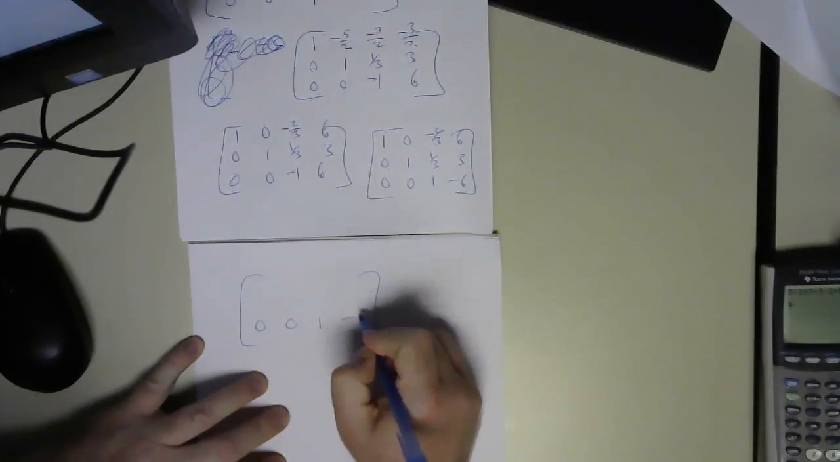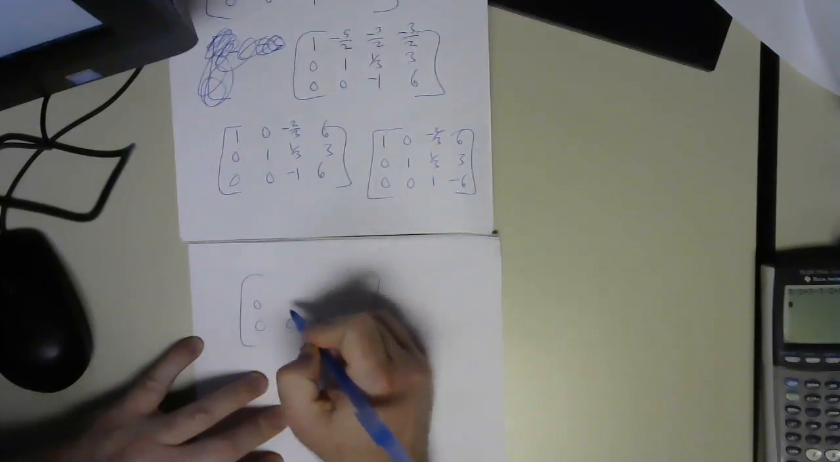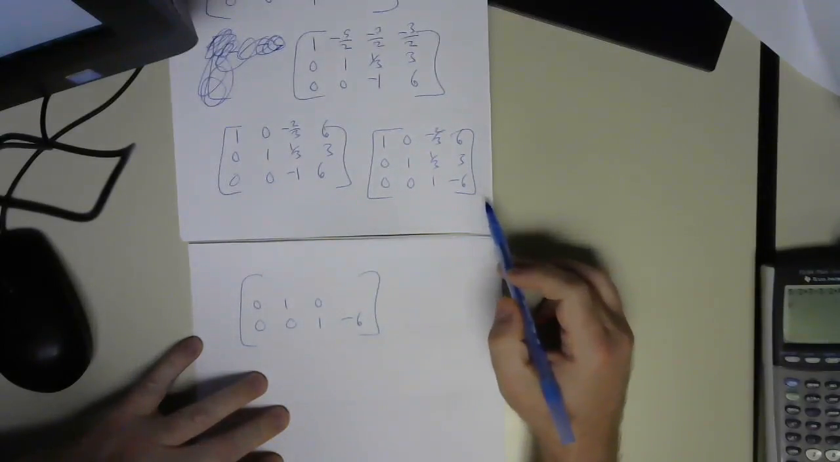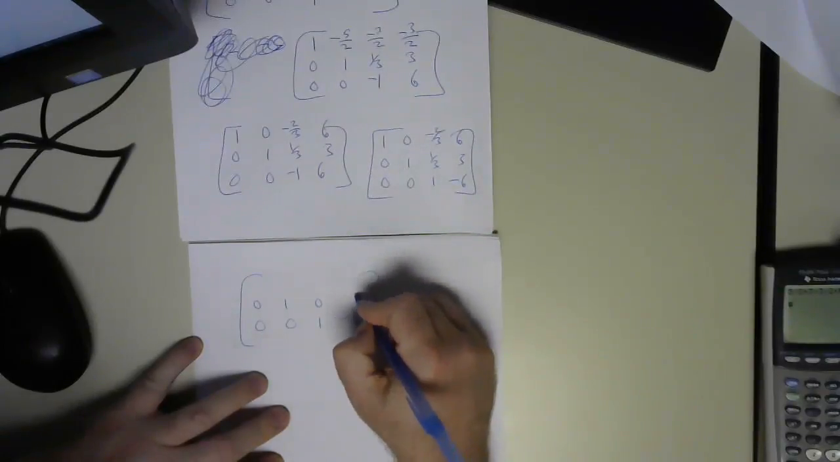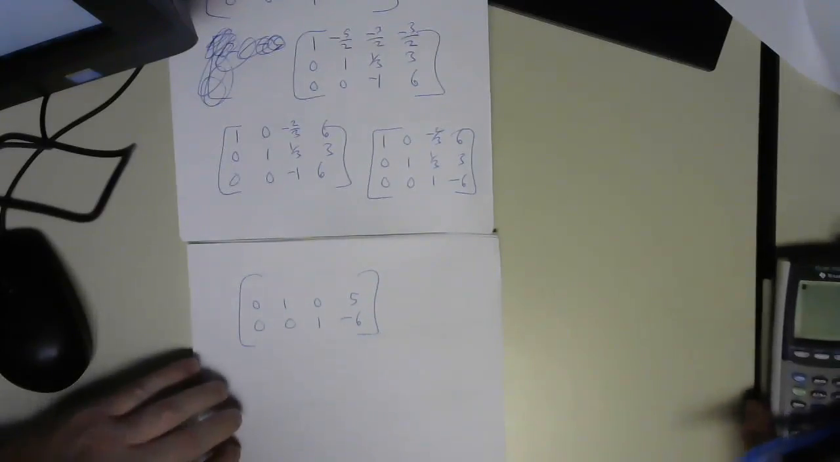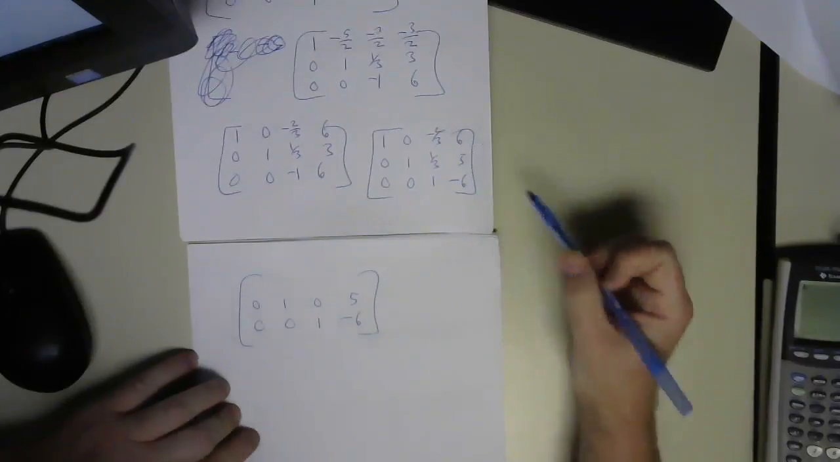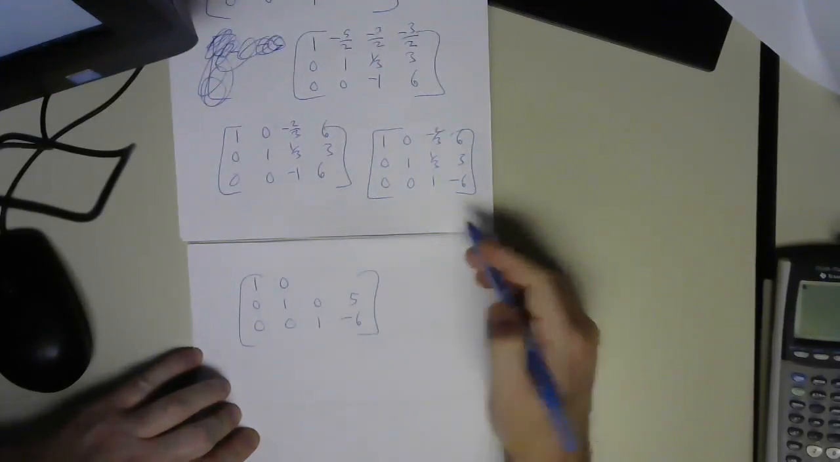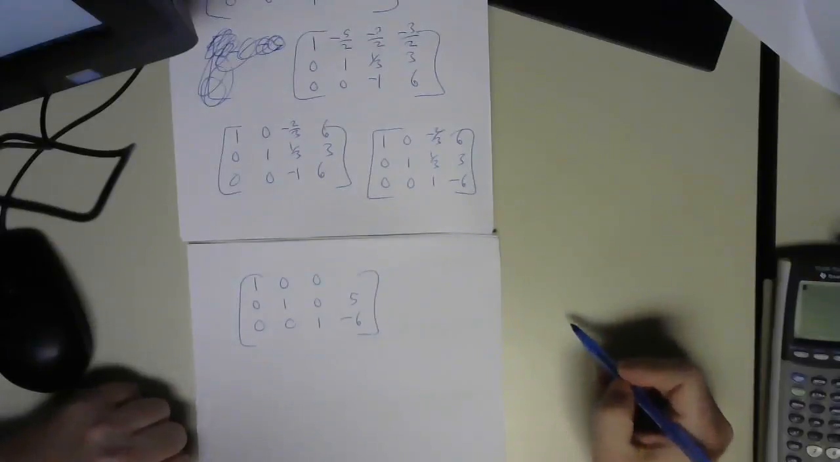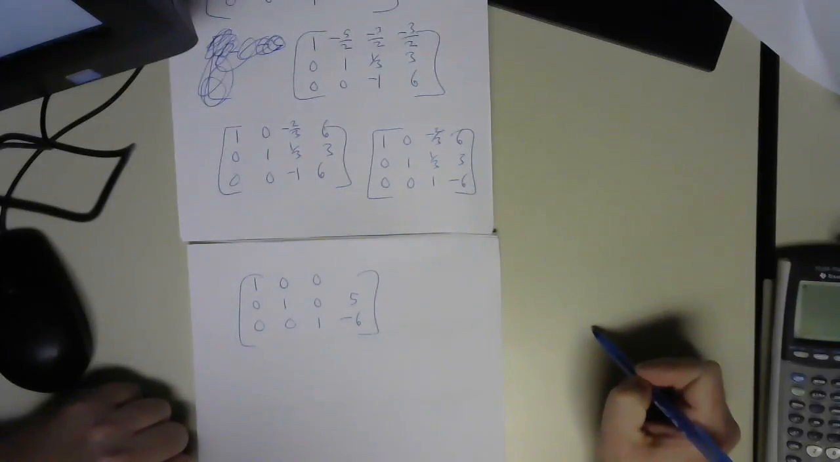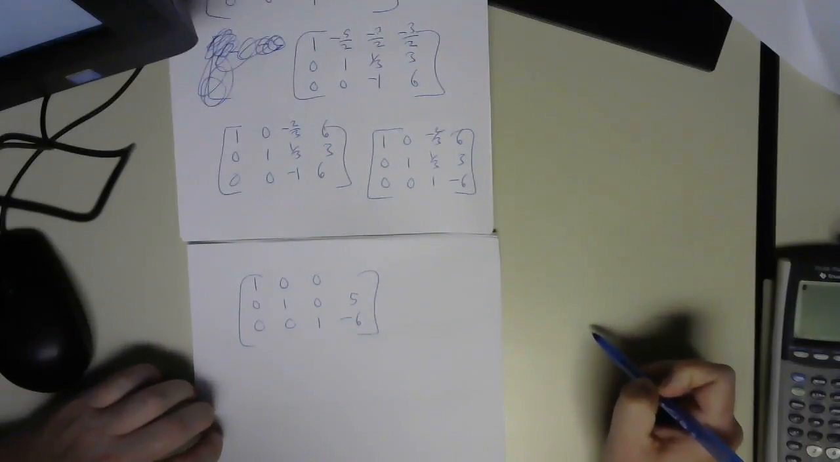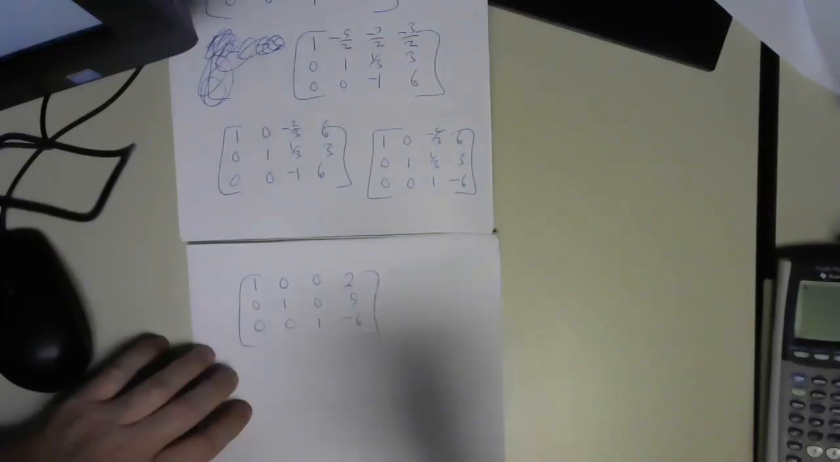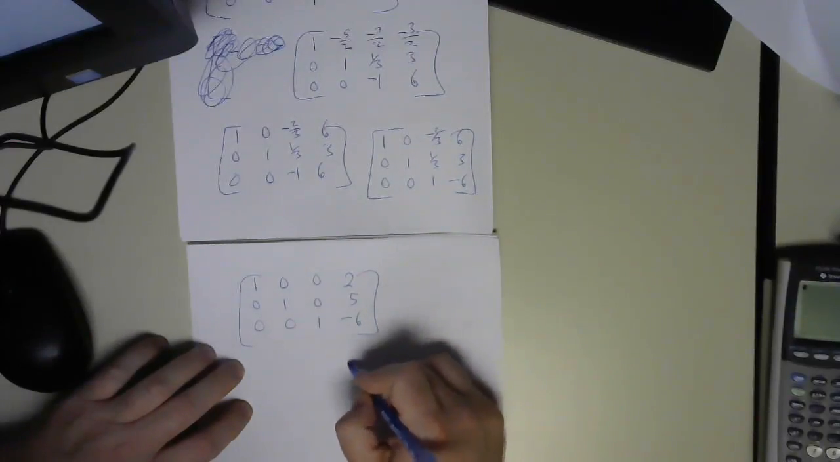But the third row is already done. So -1/3. All right, and I guess we want to multiply the third row by 2/3 and add it to the first row. So it looks like our solution is 2, 5, -6. That's our x.